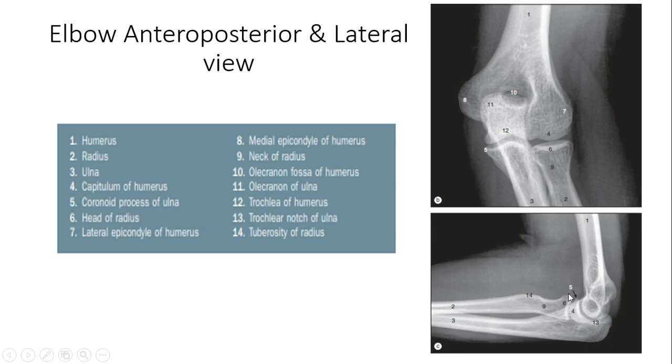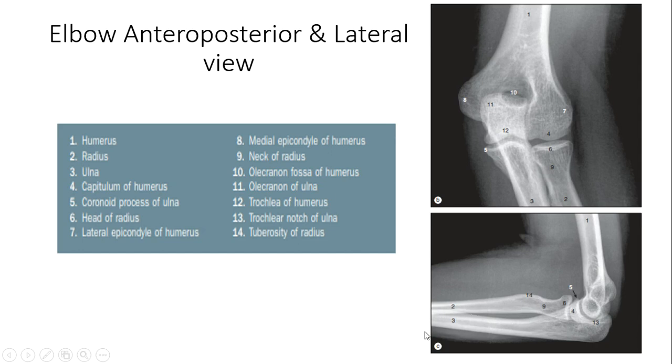Coming on to the radius, this is on the lateral view. This is the head of radius, and then the neck of radius, and you see this tuberosity on the medial, anterior aspect of the radius. It is somewhere here on the AP view, and this is called the radial tuberosity, and the biceps muscle is attached to this tuberosity. Then these are the shafts of the two bones, ulna and radius.